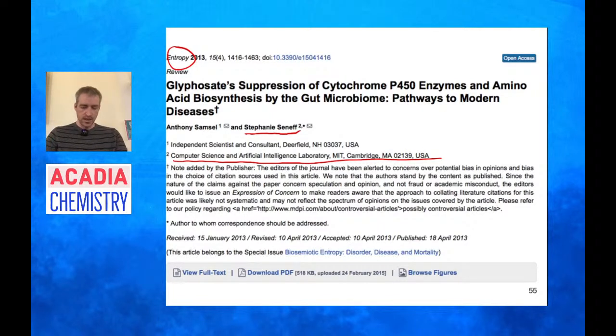She's a computer scientist. And notice this little note here that the publisher put: "Note added by publisher: the editors of this journal have been alerted to concerns over potential bias and opinions in the choice of citation sources in the article. We note the authors stand by the content as published. Since the nature of the claims concerns speculation and opinion, not fraud or academic misconduct, they would like to issue an expression of concern." This paper has been widely criticized because it's not an experimental work.